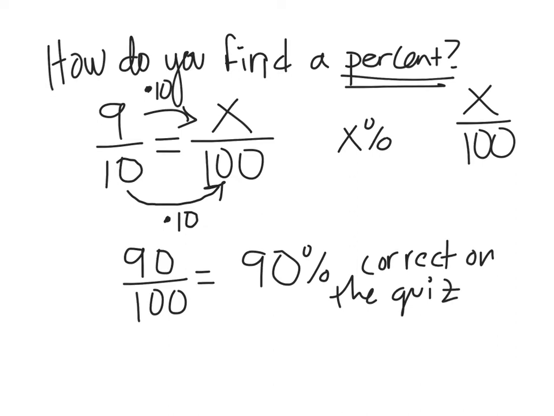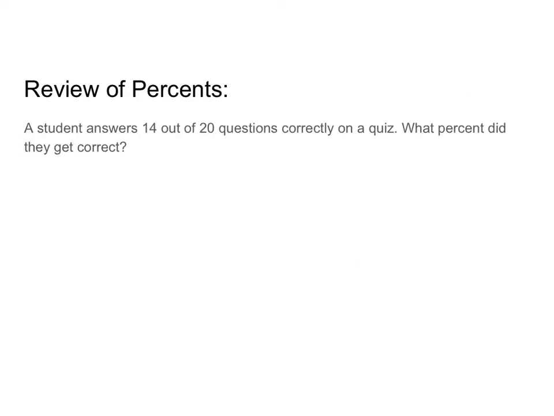Let's try another example like this. So let's start with a little review. Go ahead and pause, and if you know how to do this, do it now. So a student answers 14 out of 20 questions correctly on a quiz. What percent did they get correct? So let's turn this into our ratio where we have a part to the whole equals the percent out of 100.